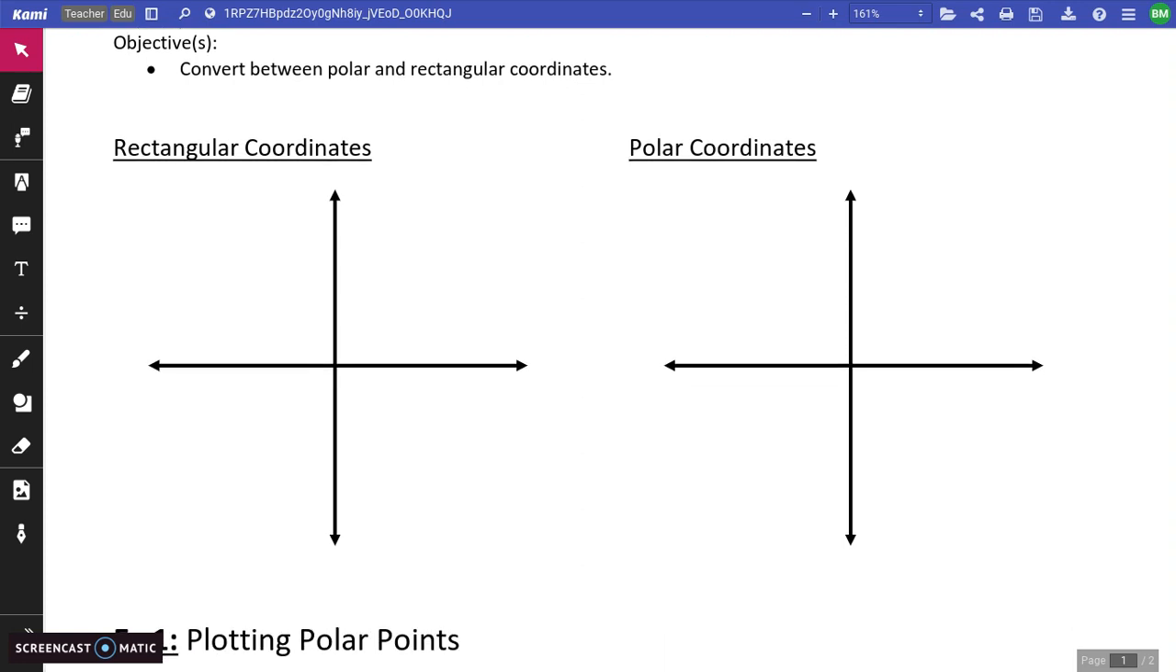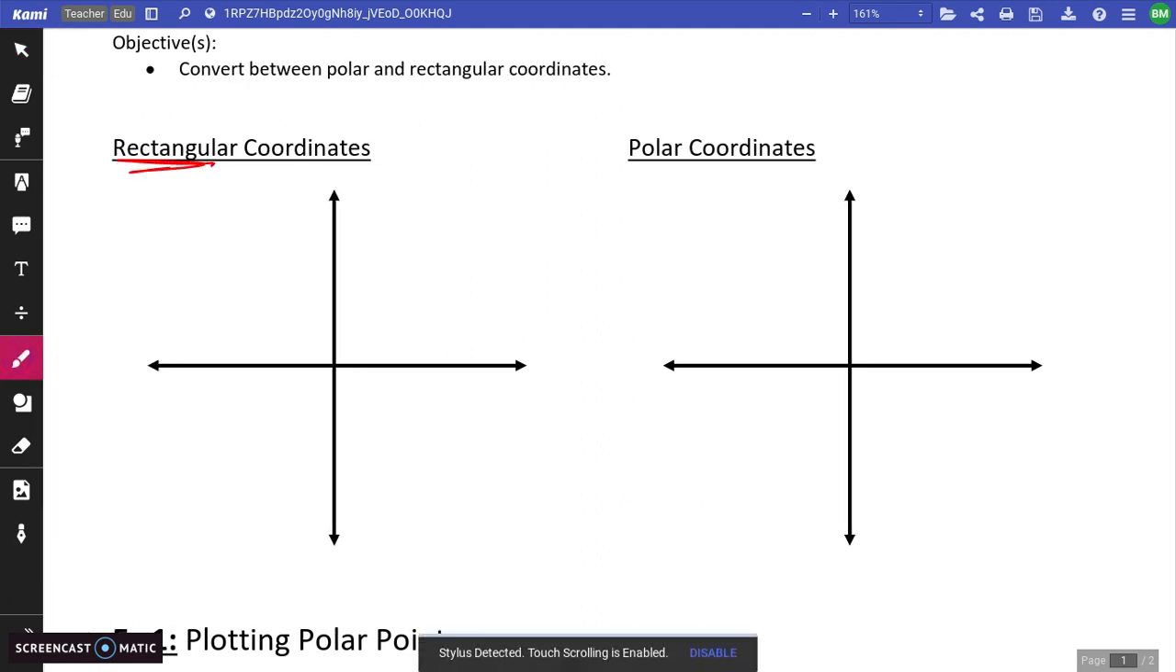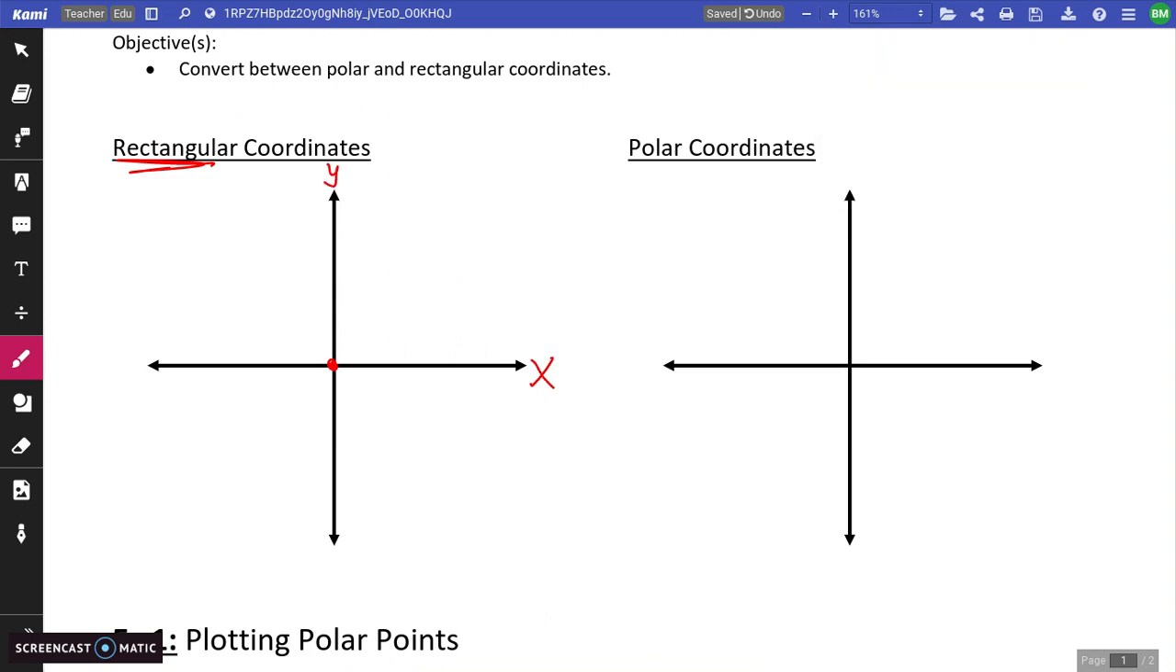So our first section here is just referring back to rectangular coordinates. Now, rectangular coordinates, again, that's what we're familiar with. So when I'm plotting something on a rectangular plane, we have our x and our y axes, and we know that the center is the origin. If I have a point out here, it'd be x, y. X is that horizontal distance, and y is the vertical distance.